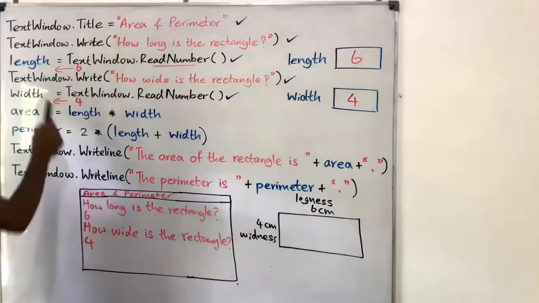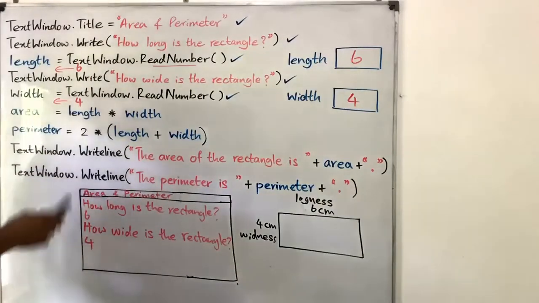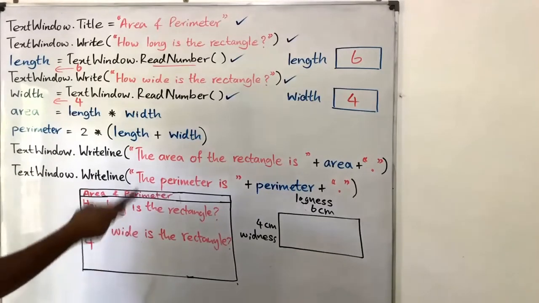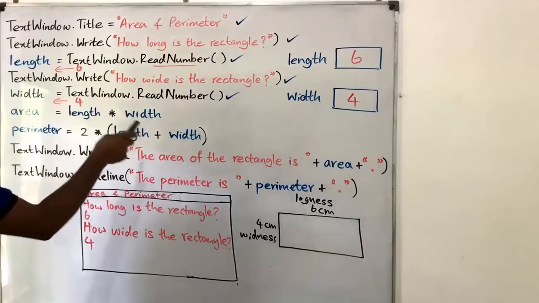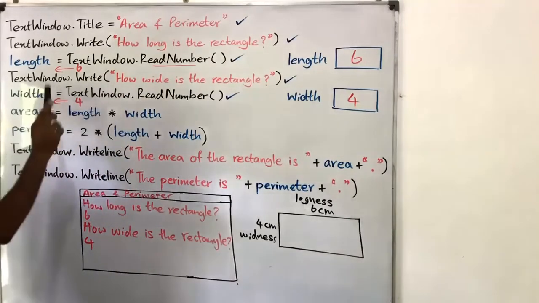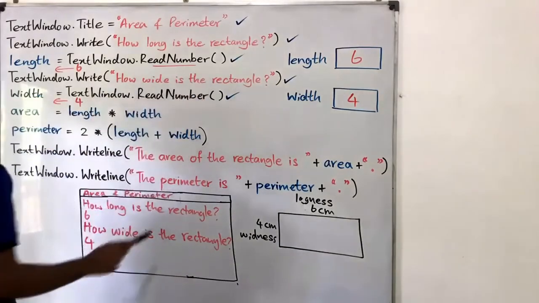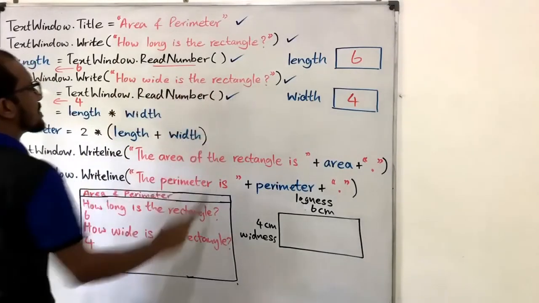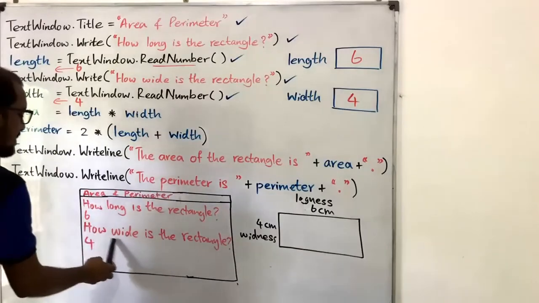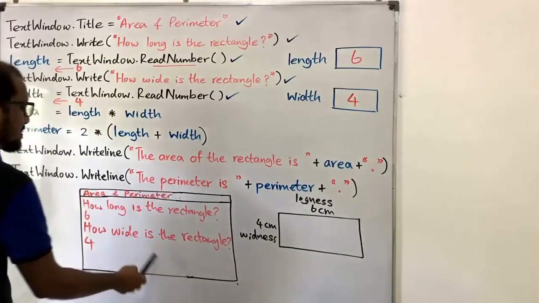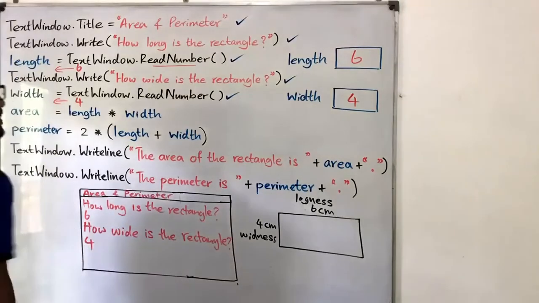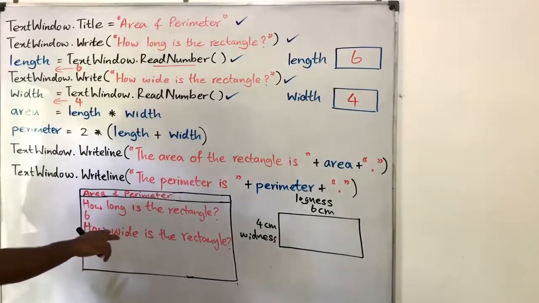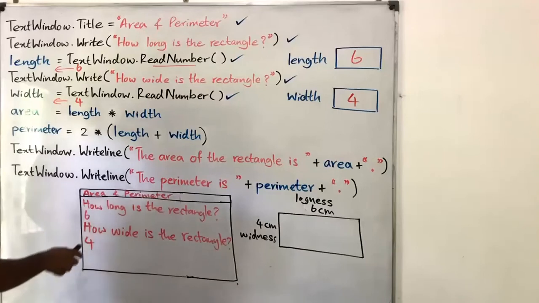Now in the fourth statement, what happens? Again the program is giving orders to the text window. It says text window, write this question: how wide is the rectangle? So the text window will display that question in its body. Now the user will see the program asking a question through the text window, so he will answer that question.